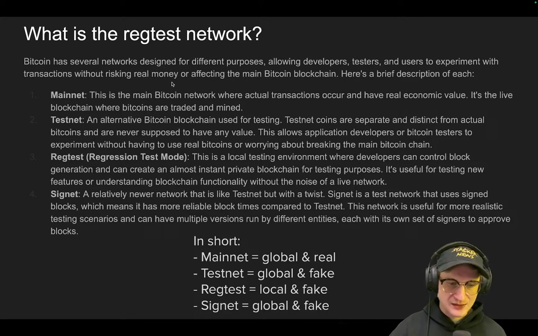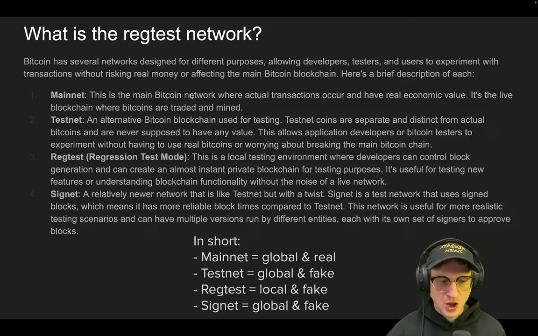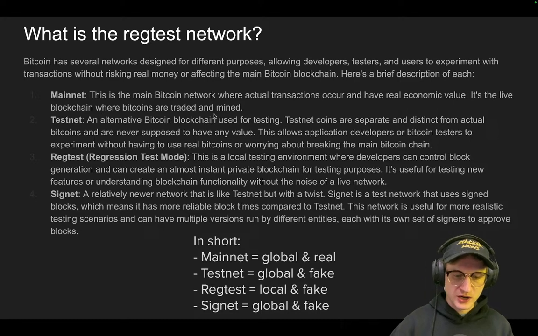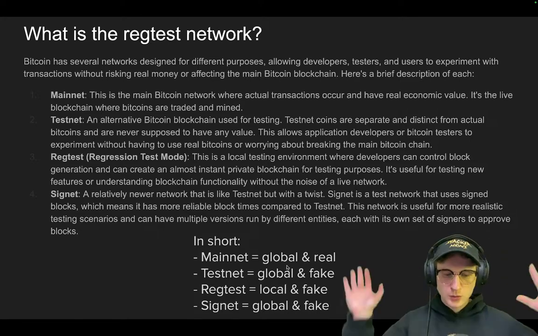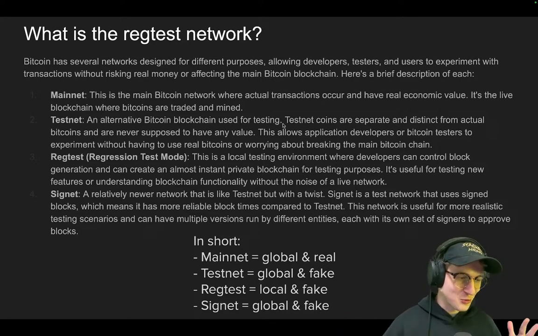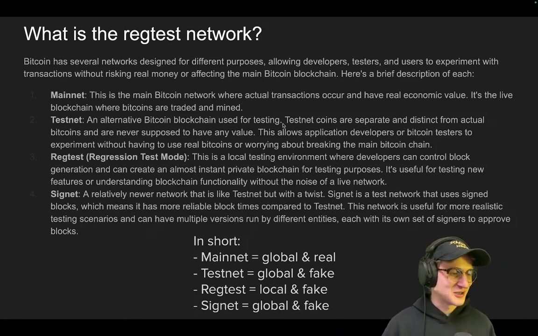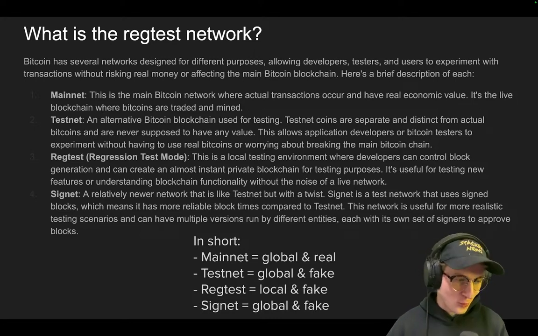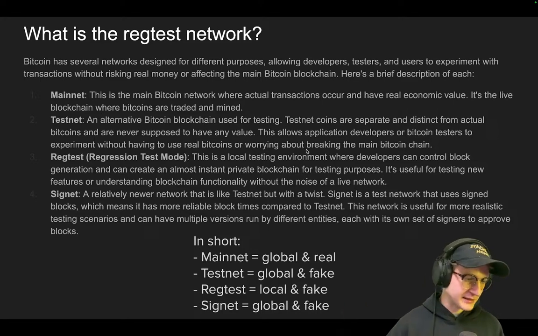Obviously mainnet is the main Bitcoin network. You are spending real money. There is proof of work required to mine blocks. It's the Bitcoin we know and love. Testnet is the alternative Bitcoin blockchain used for testing, so testnet is global and fake. Lots of people in Bitcoin run testnet nodes and testnet miners, but it's all fake. You can have testnet coins, and those coins are, I guess, scarce in the way that a Bitcoin fork would be scarce. But it's essentially just a global testing network for Bitcoin.